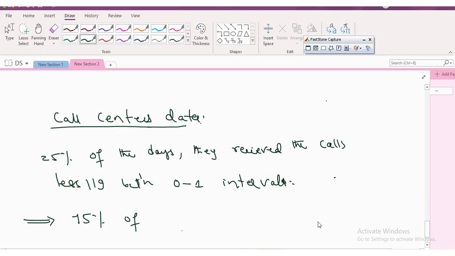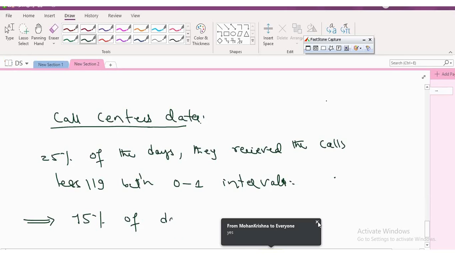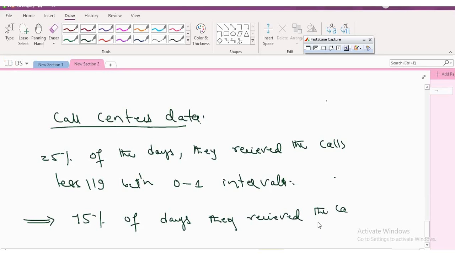Clear, guys? 75% of the days they received the calls greater than 119. Agreed. So let's calculate the 50th percentile also.